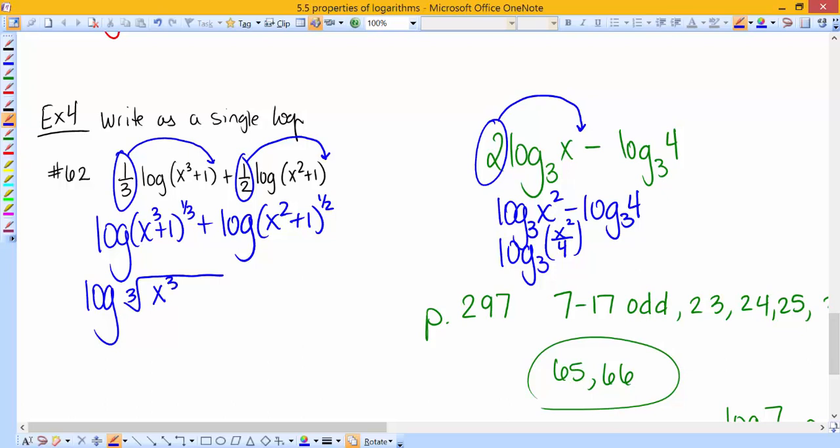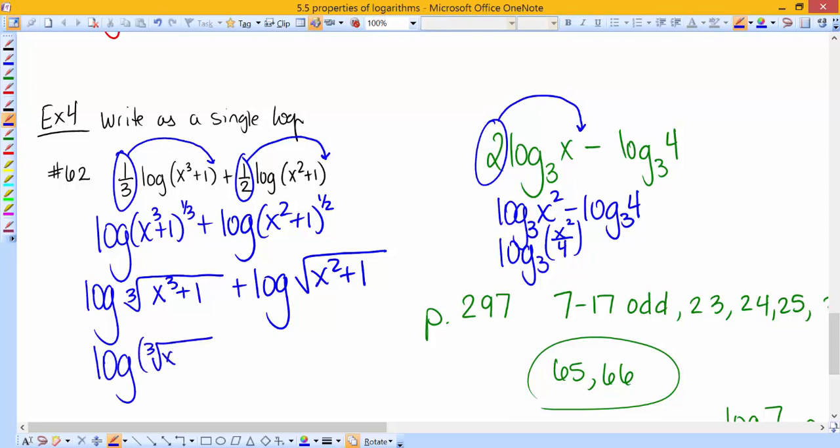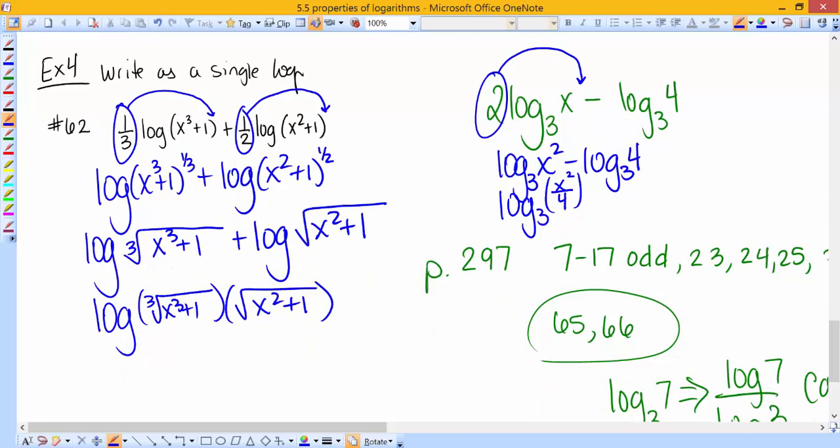So this would be x cubed plus 1 inside of a cube root, and a 1/2 used to be a square root. There's nothing I could do to simplify those. The last thing I can do is I see I have addition, so I can rewrite this, or have to rewrite this, as multiplication. So I have the cube root of x cubed plus 1 times the square root of x squared plus 1. Here I have gone from 2 logs to 1. I don't have my exponents anymore. They have become roots, and I'm finished.